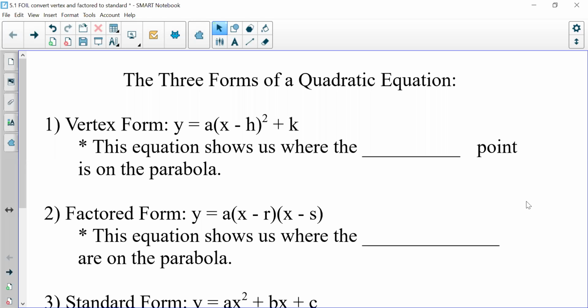Vertex form is what we were working with: a bracket x minus h close bracket squared plus k. What point can we tell from this form? A is positive, so it's probably opening up. If it's positive, it opens up. If it's negative, it opens down. Yep. What else does A do?